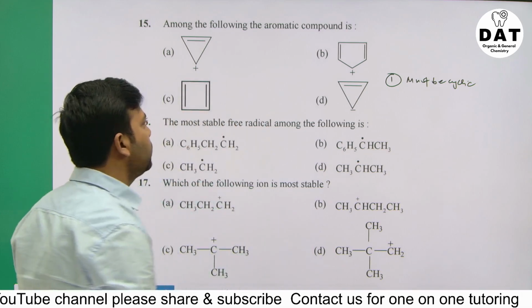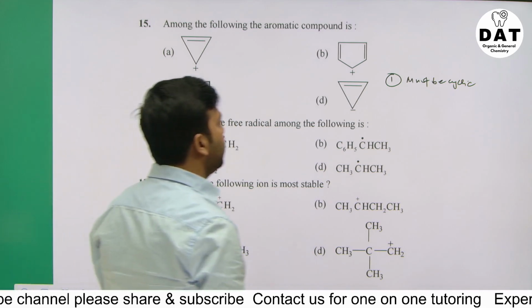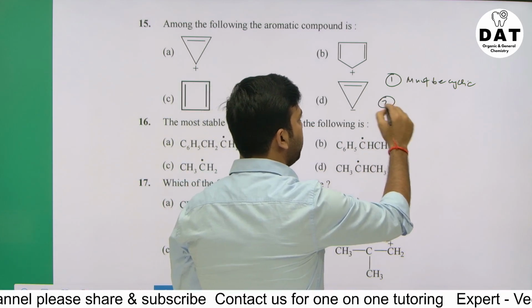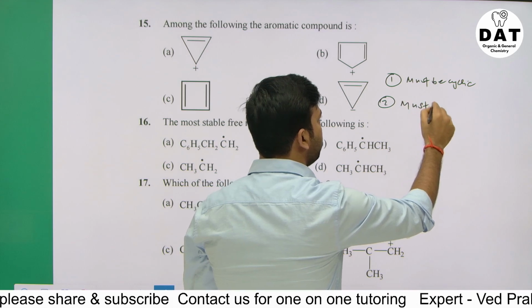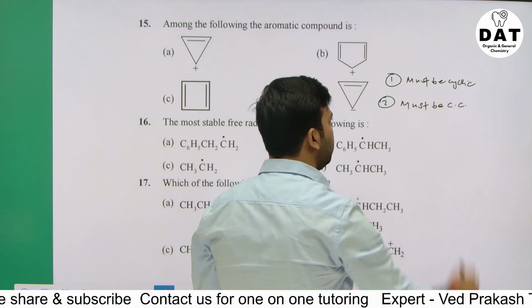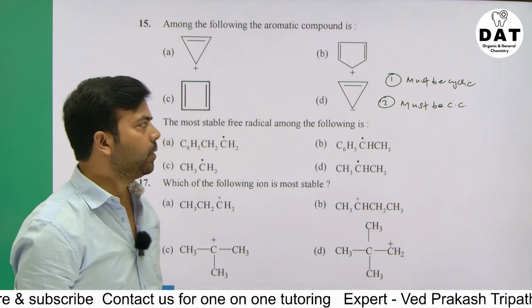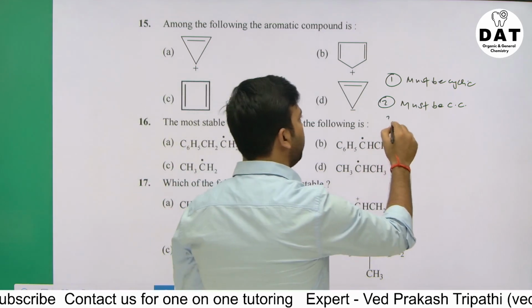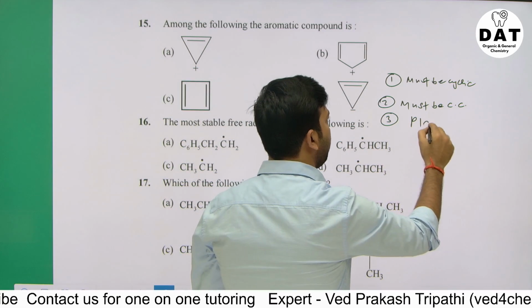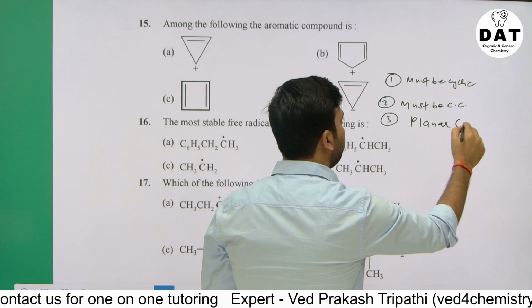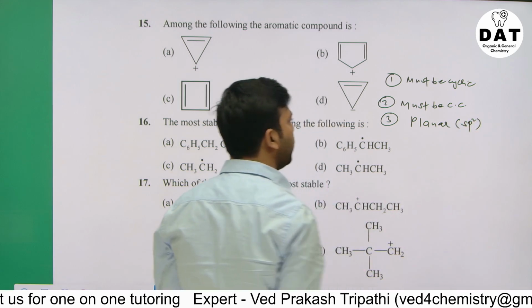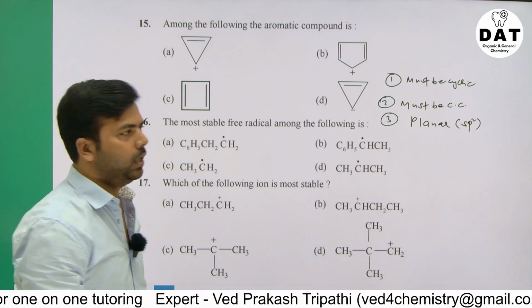I have discussed this topic in my video. Second condition: must be cyclic conjugated. C dot C means cyclic conjugated. And the third point is planar, must be planar. Planar means sp2. And whenever any system is cyclic conjugated, 99% it will be planar.